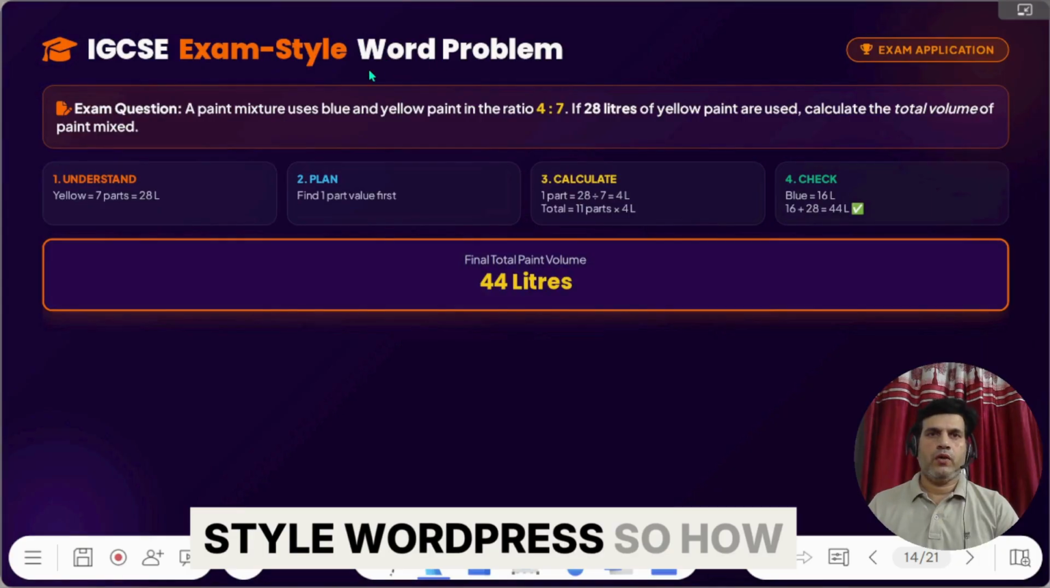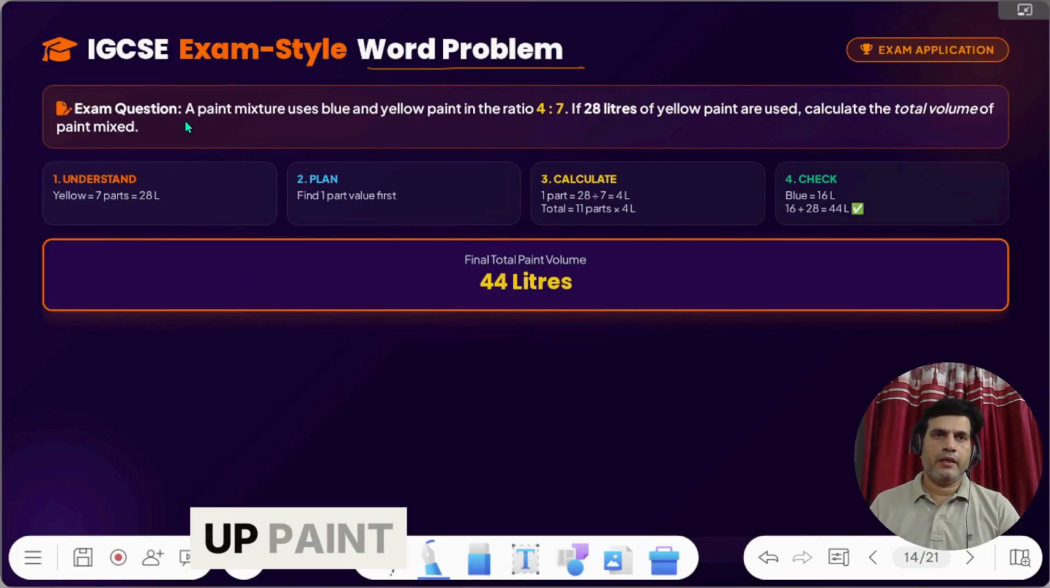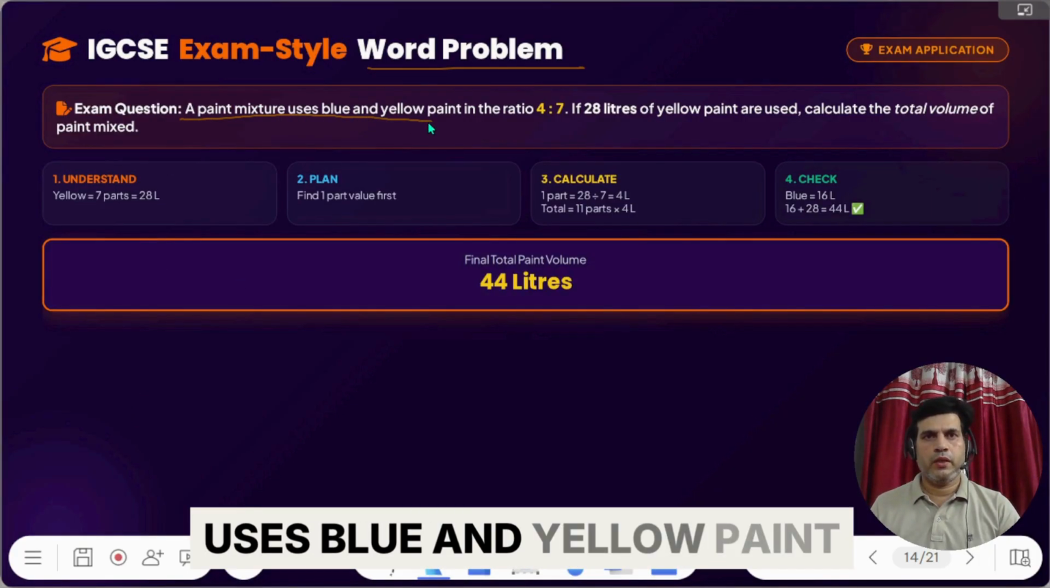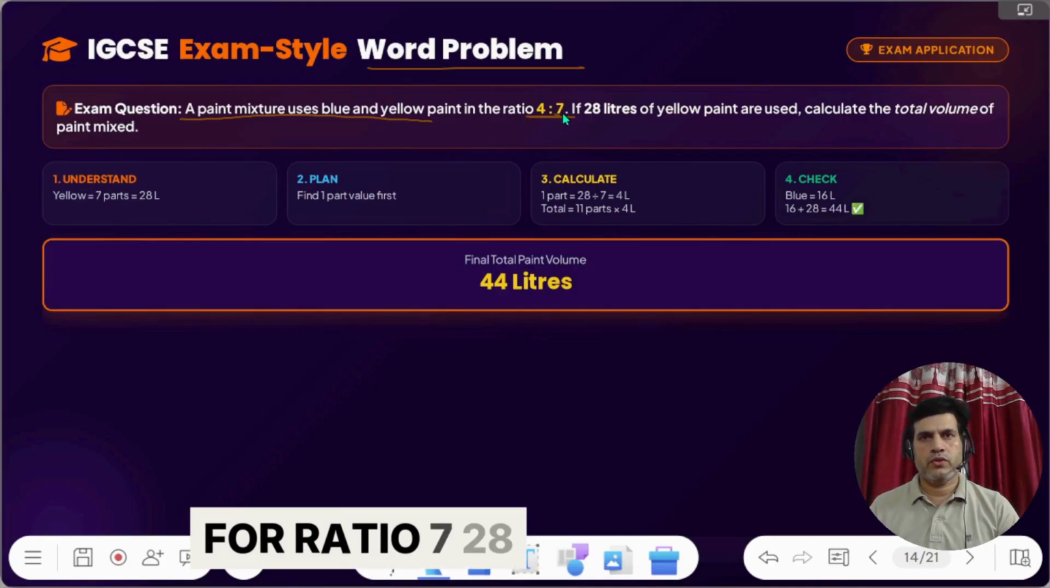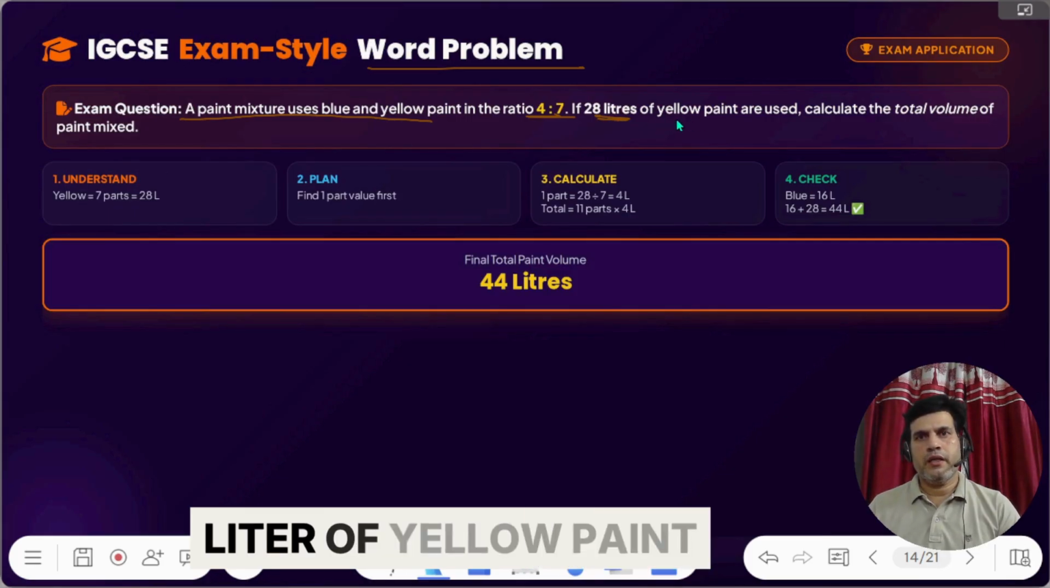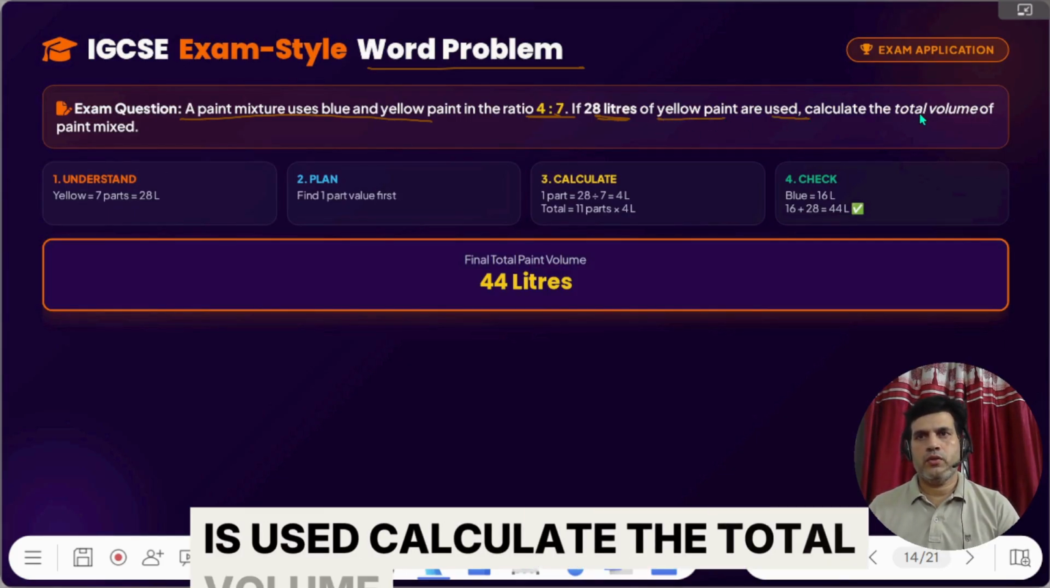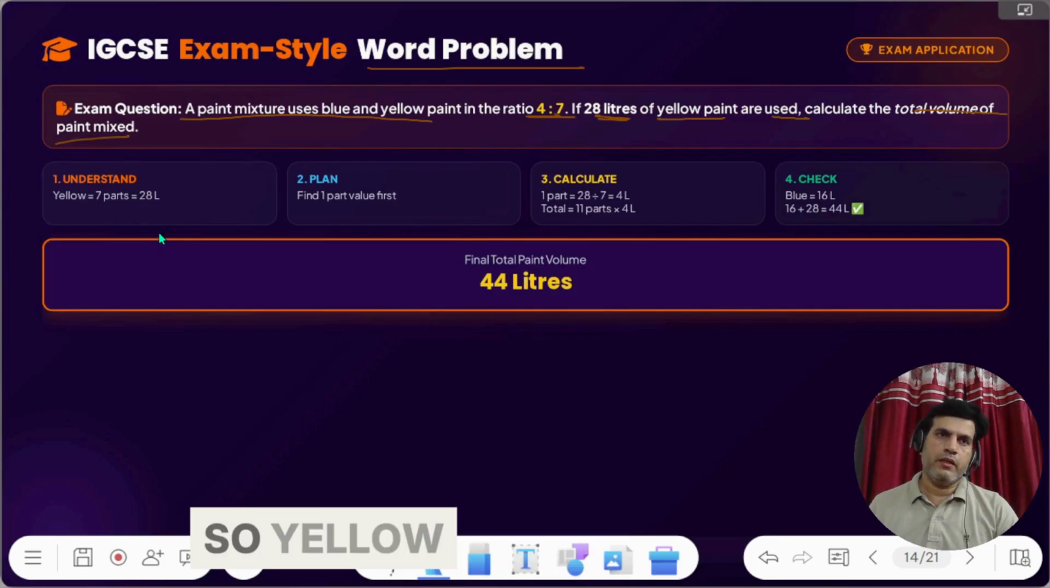IGCSE exam style word problems: how they come in the exams. Like paint uses blue and yellow in the ratio 4:7, and 28 liters of yellow paint is used. Calculate the total volume of the paint mixed.